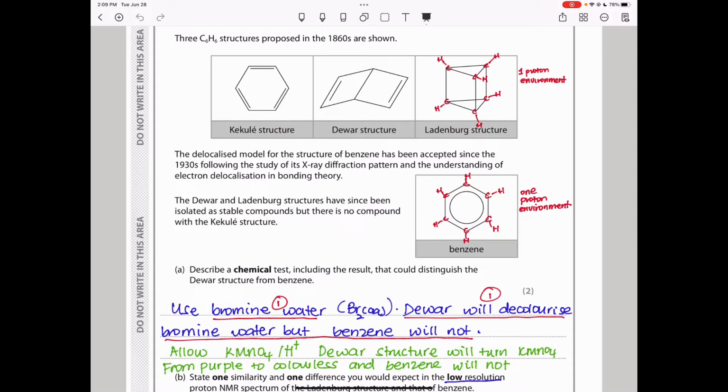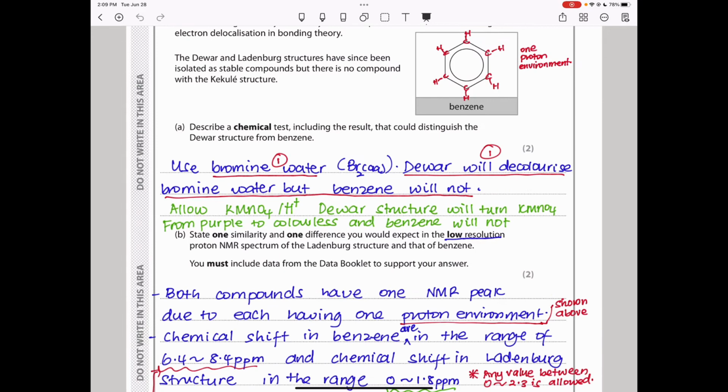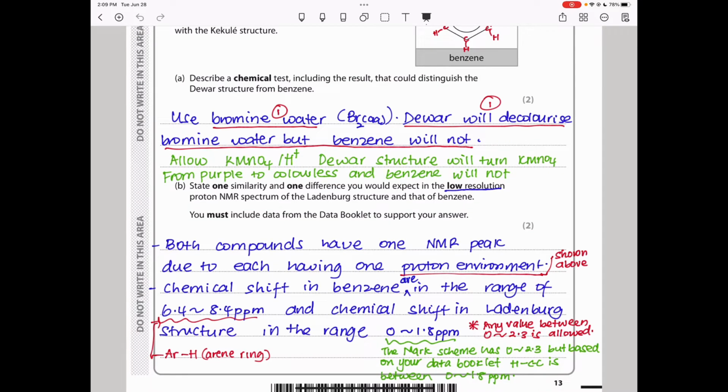Let us look here. 1, 2, 3, 4, 5. Everything looks the same. So since here we are looking at the similarities and the differences, the similarity is both compounds will have one NMR peak due to each having one proton environment, as you can see. Now we could look at the chemical shifts. If you look at the chemical shifts, you'll see that for benzene, the chemical shifts are going to be in the range of 6.4 to 8.4 ppm.